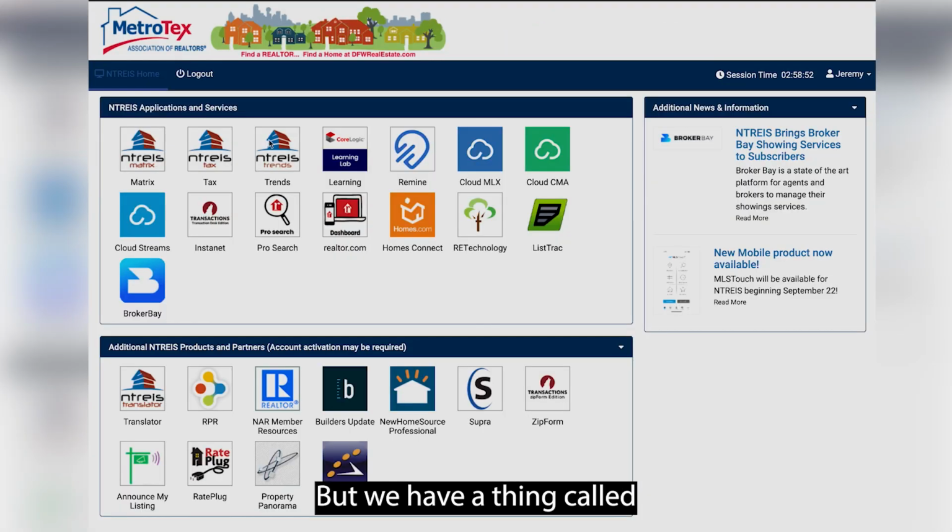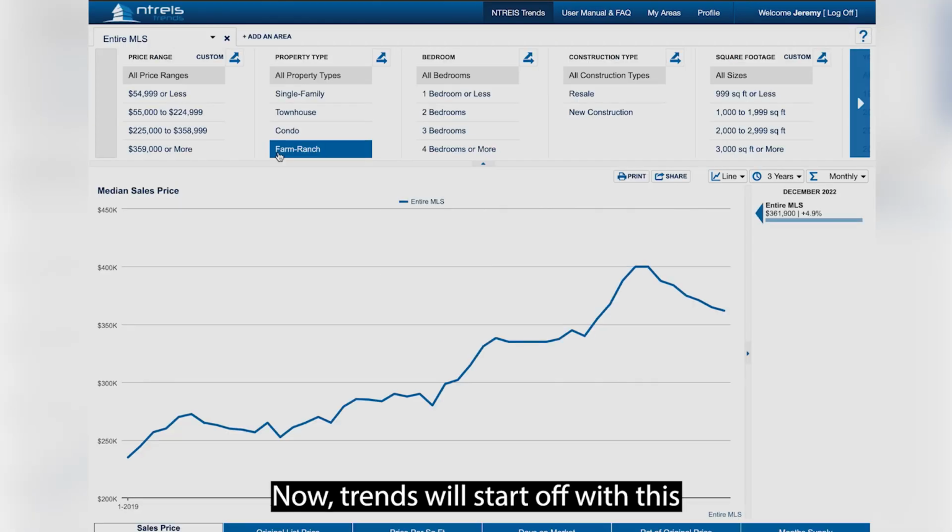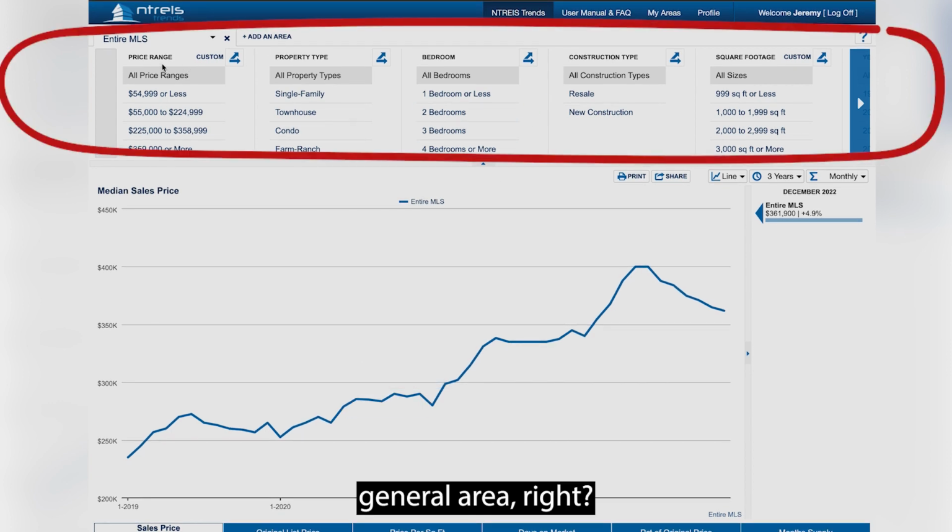But we have a thing called Trends. And Trends compiles data over time and makes it easier for comparison. So I go to Trends. This is where I start gathering my data. Now, Trends will start off with this general area, right?